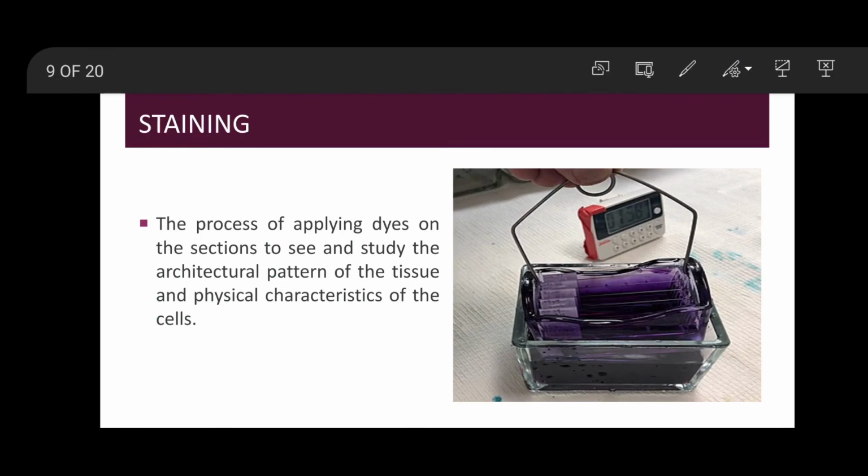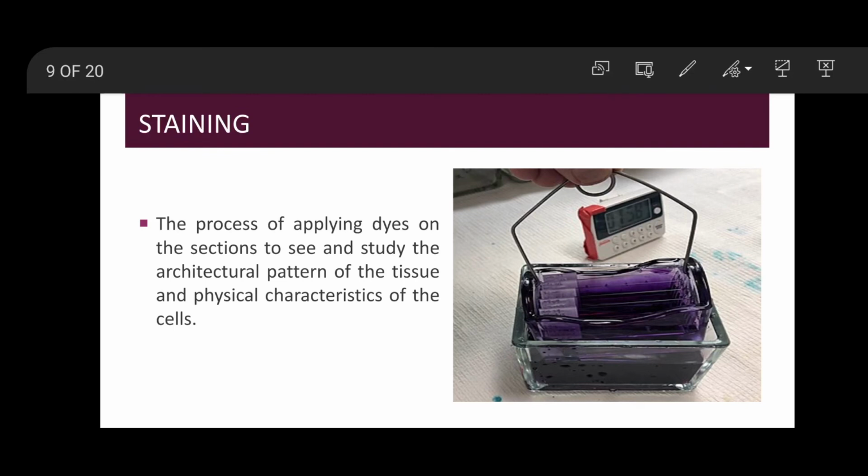Step number 8, that is staining. So this is the process of applying dyes on the sections to see and study the architectural pattern of the tissue and the physical characteristics of the cells. This is made possible because different tissues and cells display varying affinities for most dyes and stains used during this process so that they become more visible.